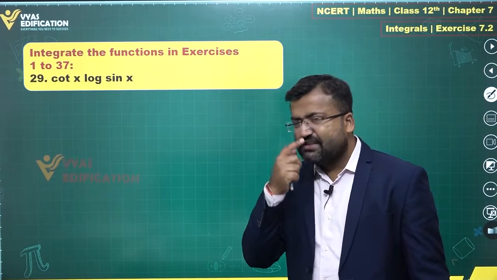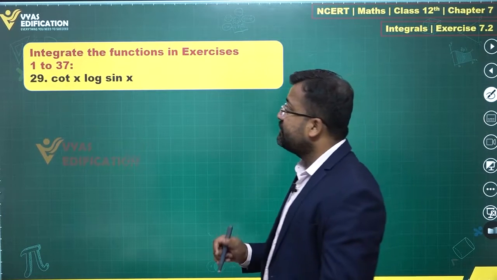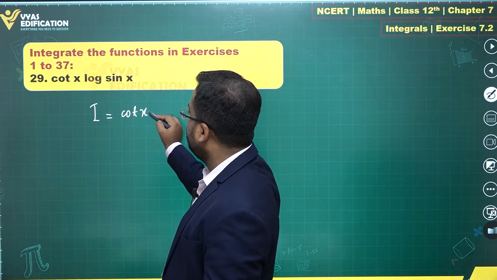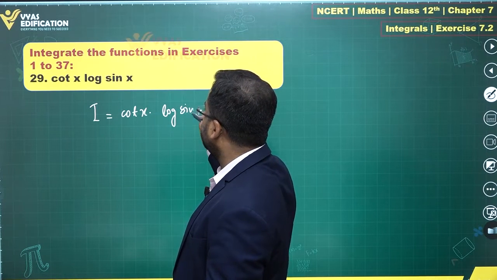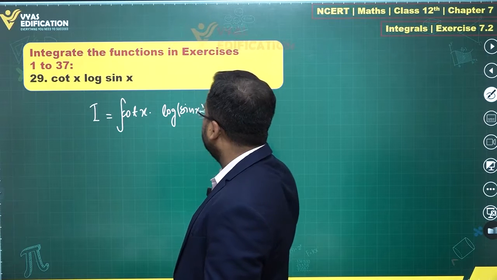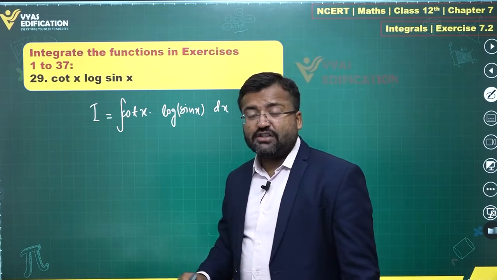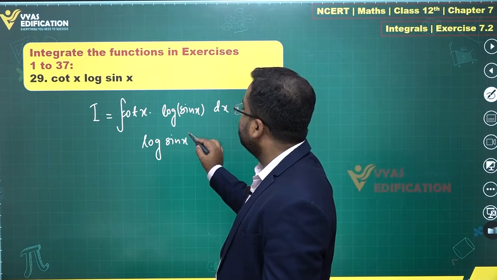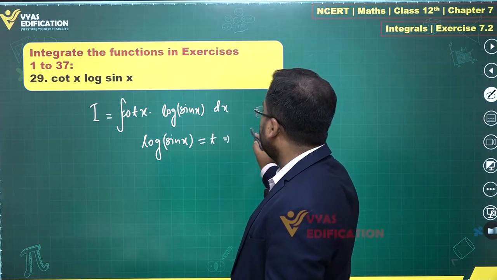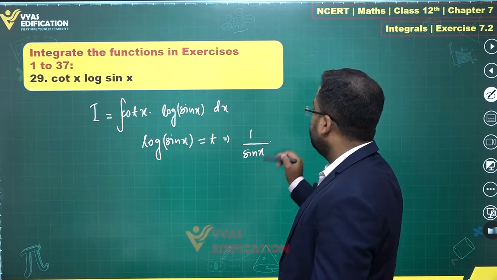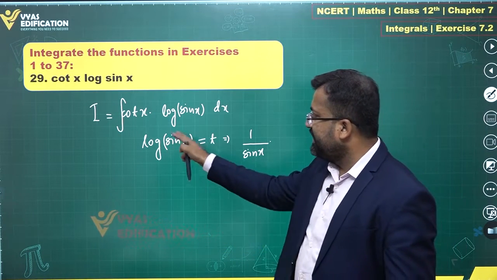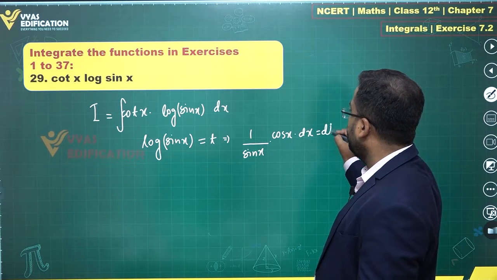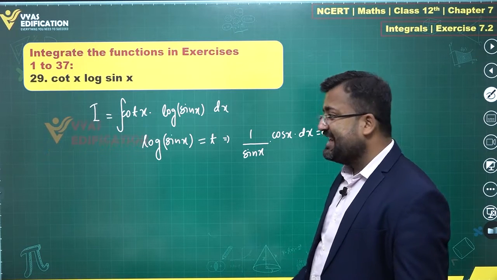Now log of sin x in itself is simple, but log sin x is complicated. So I is equal to cot x times log sin x, and do you observe that I can take log sin x as t, and what will that give me? If I take log of sin x as t, that tells me 1 upon sin x, derivative of sin x, since we want to apply the chain rule, derivative of sin x is cos x times dx is equal to dt. That tells me that cot x dx is equal to dt.